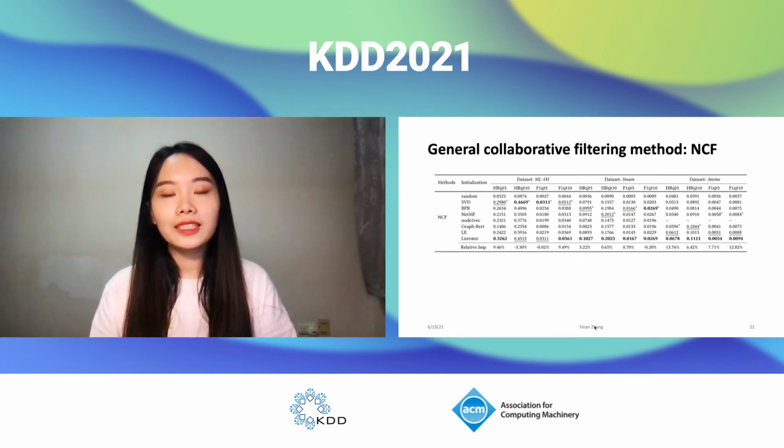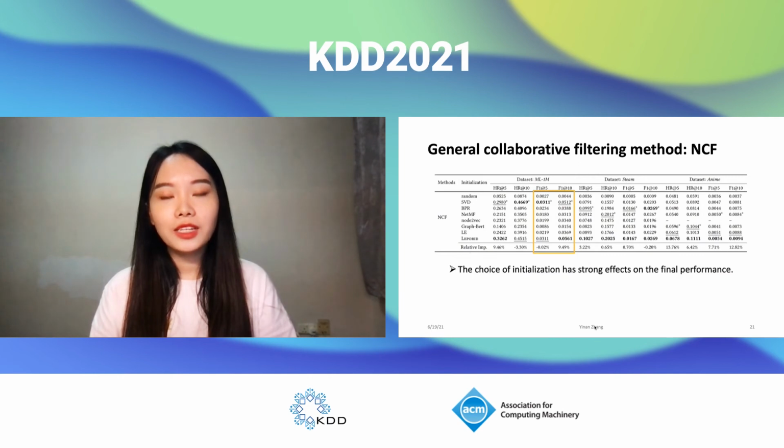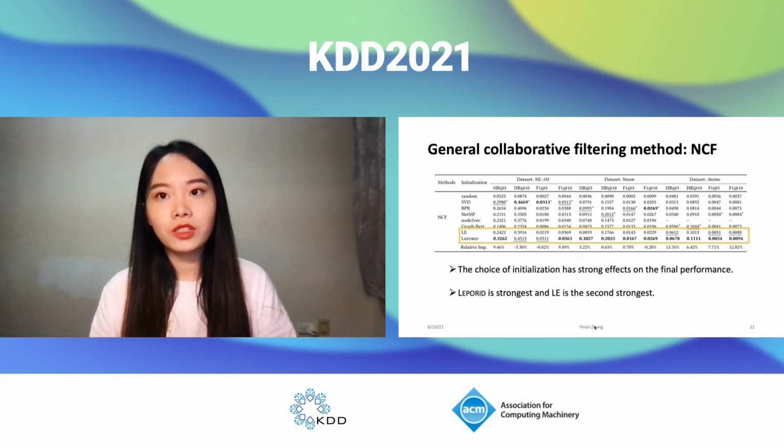We observe that the choice of initialization has strong effects on the final performance. For example, on MovieLens, the F1 score of Laprid is over 10 times that of random initialization. Besides, Laprid consistently achieves the top position on most datasets and metrics. LE is a strong second.